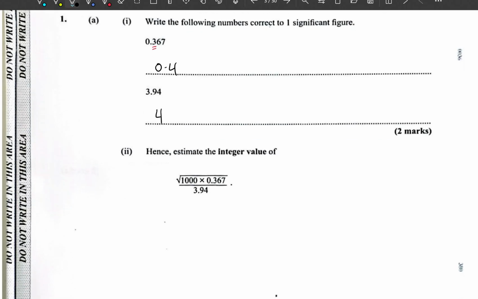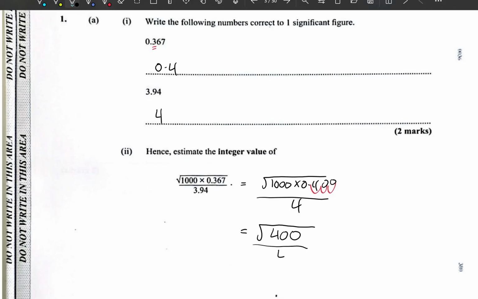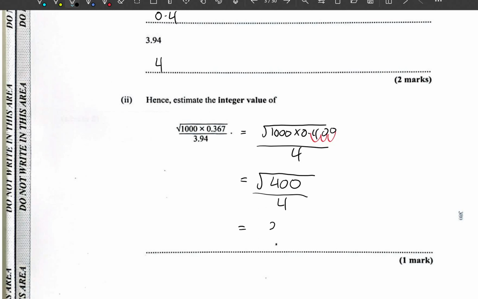Then they want us to estimate the integer value of that particular expression. So using our approximations, this is going to be the square root of 1000 multiplied by 0.4. That is to be divided by 4. So we are going to have 0.4 multiplied by 1000. We're going to move the decimal point 1, 2, 3 spaces. So that's going to be 400. So that's the square root of 400 divided by 4. That's going to be 20 divided by 4. That's going to give us 5.